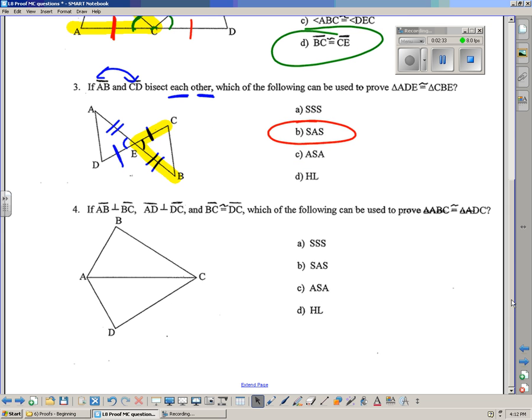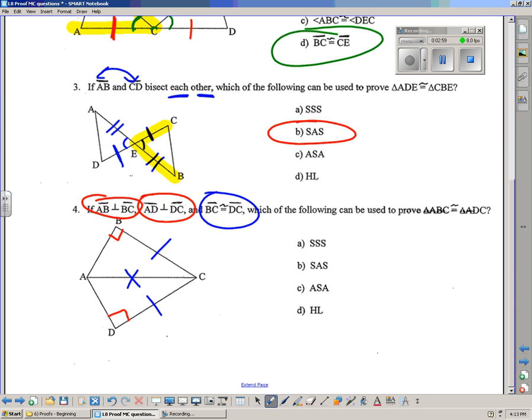Number 4, if AB is perpendicular to BC, we would get a right angle at the vertex B. If AD is perpendicular to DC, we would get a right angle at vertex D. And BC is congruent to DC. It says which of the following can be used to prove the two triangles congruent? Well, we get one more thing for free. It's the reflexive property on AC.